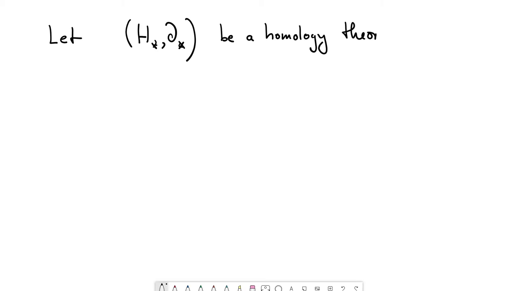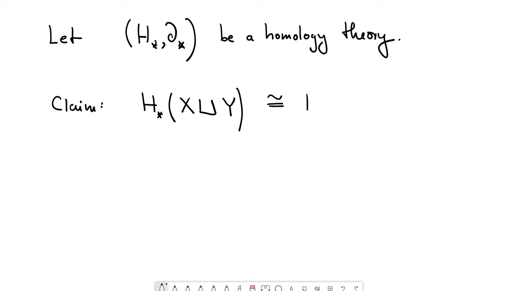So let H star be a homology theory. So we're really dealing with the most general context, not even assuming the dimension axiom. And the statement I want to make is that the homology of X topological sum with Y is isomorphic to the direct sum.